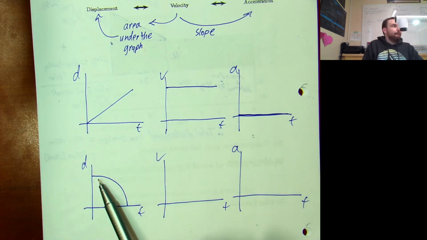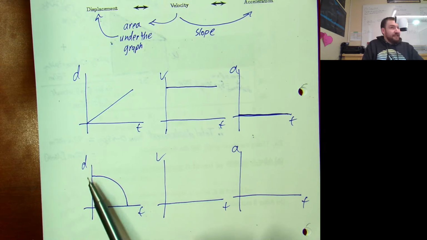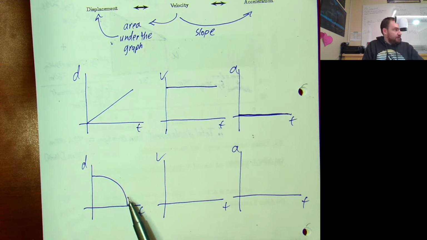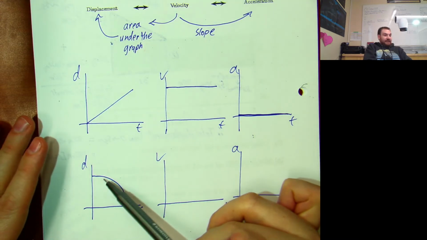What's happening here? The displacement's decreasing. And my velocity is increasing because this line's getting steeper. Which means it's accelerating, because I'm going to have an increasing velocity.